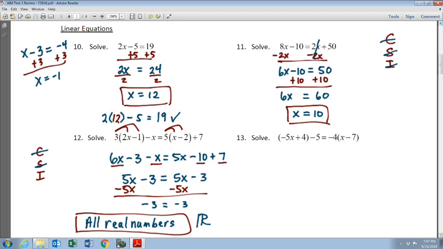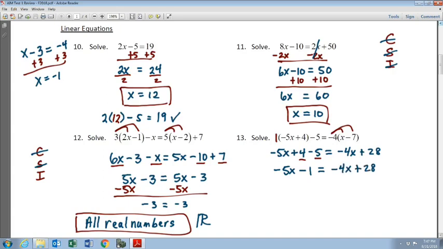Now, if you look at number 13, there's no number in front of the parentheses. It's understood to be a 1, and 1 times anything is itself, so let's just get rid of the parentheses there. Don't forget to drop that minus 5 down. On the other side, we'll distribute negative 4x, and then a negative 4 times negative 7 is a positive 28, so plus 28. On the left, we still have some simplifying to do. So let's combine that 4 and the negative 5. We get negative 5x minus 1 is equal to negative 4x plus 28.